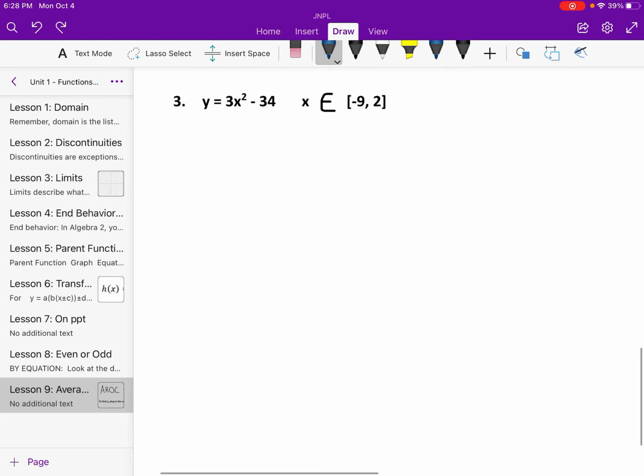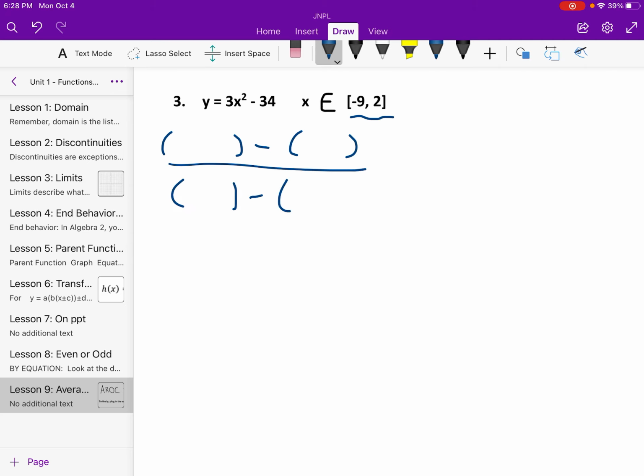This time we have an equation, but that's fine. We can still do the same thing. And this is our interval this time. So here we can use the same equation that we use, y2 minus y1 divided by x2 minus x1. And our x values we already know. Sorry, this isn't a point. This is an interval. So we know both the x values. Sorry about that. First one is -9, second one is 2.